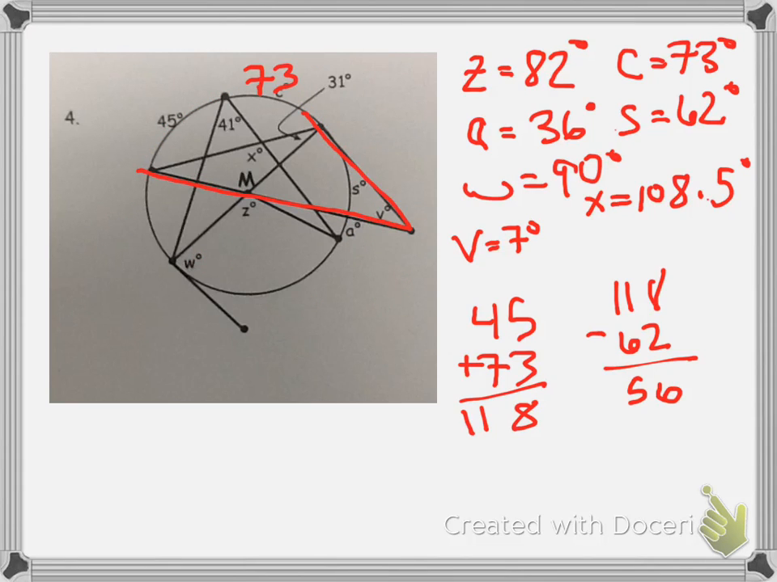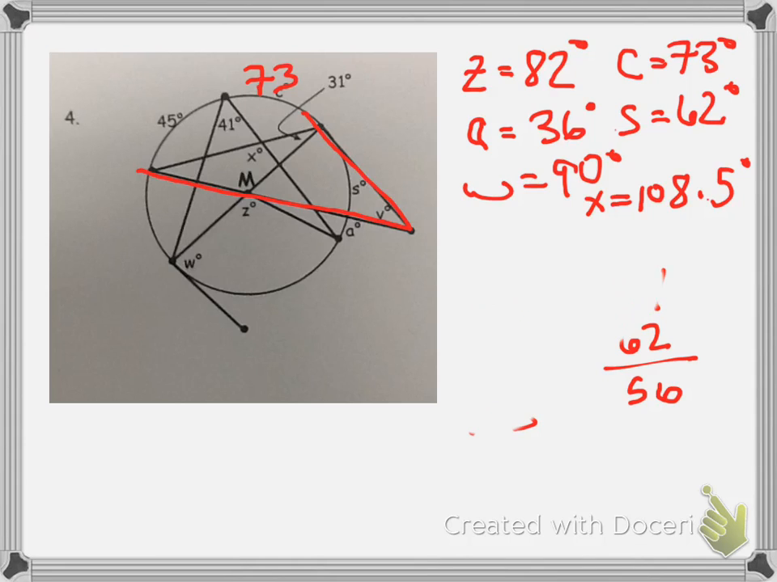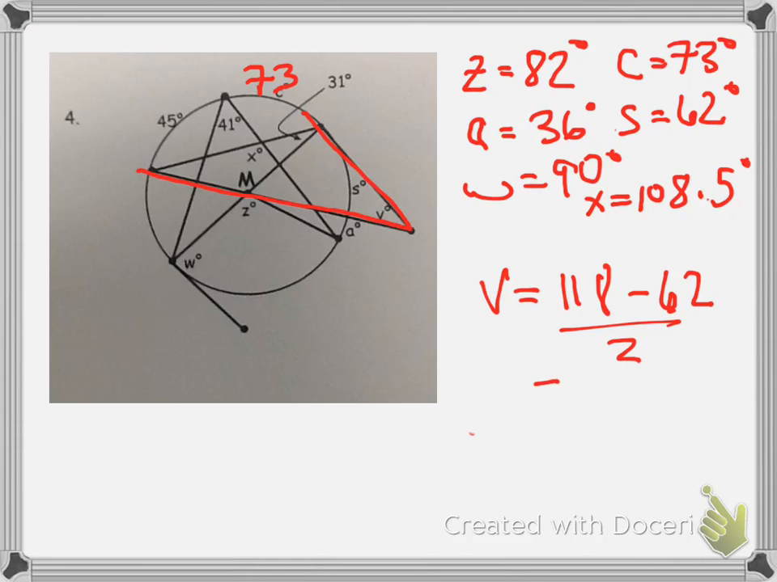Okay, real quick. Sorry, guys, I made a mistake on V, so that's not correct. Let me do this again. So it's the difference of the larger arc, which is 118. Okay, so V is equal to 118 minus S, which is 62, all that divided by 2, and that is equal to 56 divided by 2, which is equal to 28. Sorry, I made a mistake on that one. So V is equal to 28 degrees.